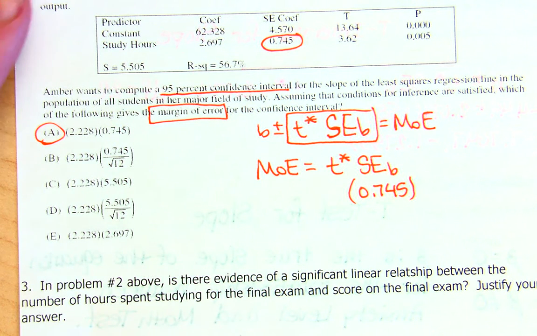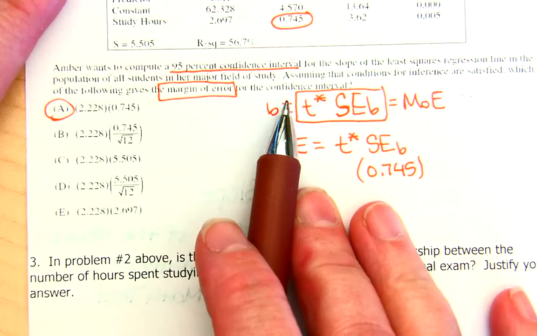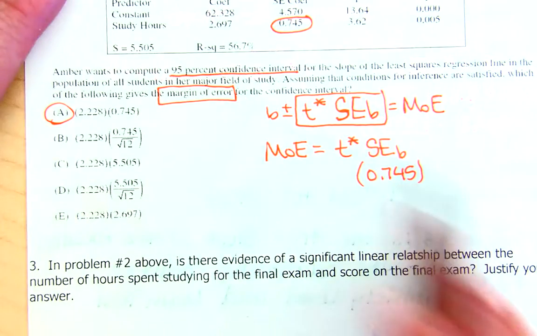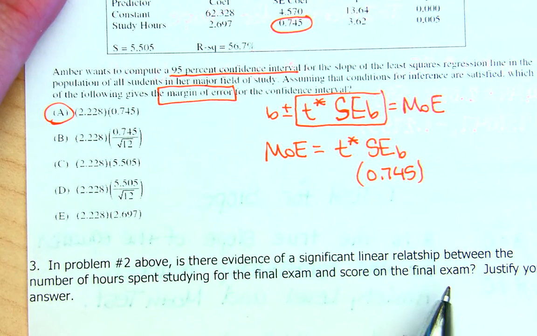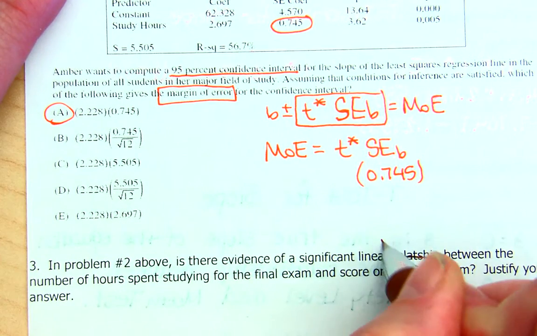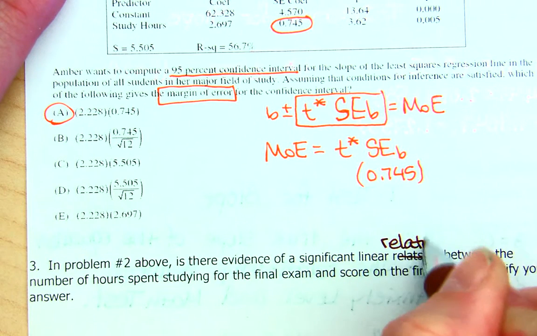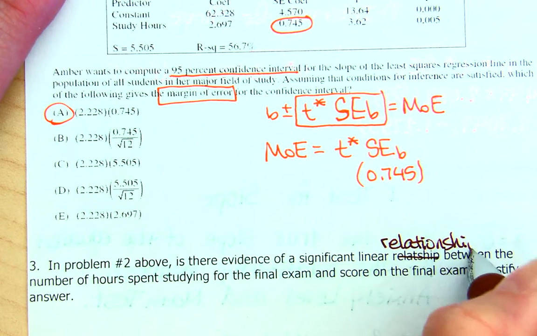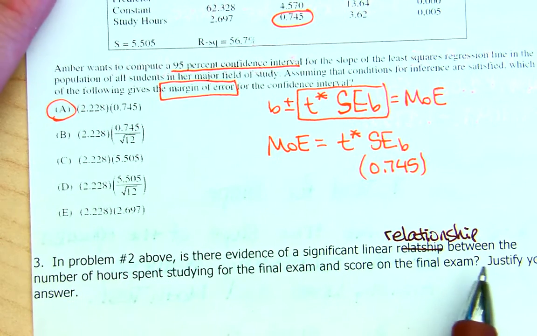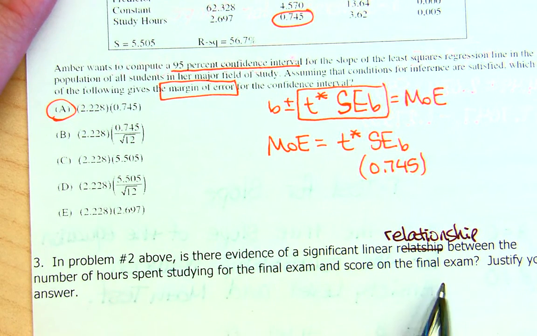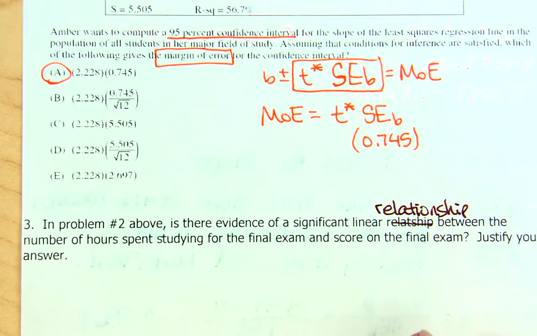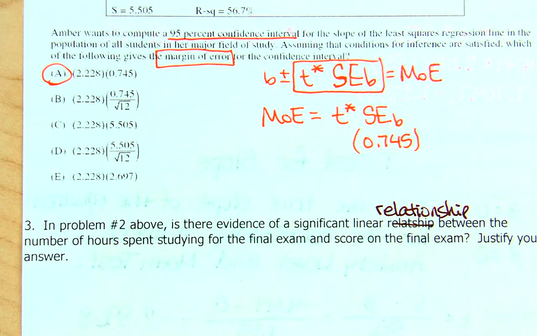Alright. Number 3 says, look back at this problem. So we're still working with the numbers from problem 2. And we want to know, is there a linear relationship between the number of hours spent studying for the final exam and the score on the final exam? And we want to justify our answer. So, what number do we use to make our decision about a value?